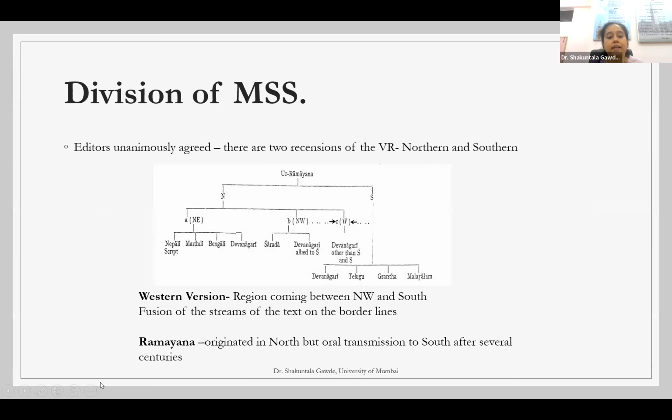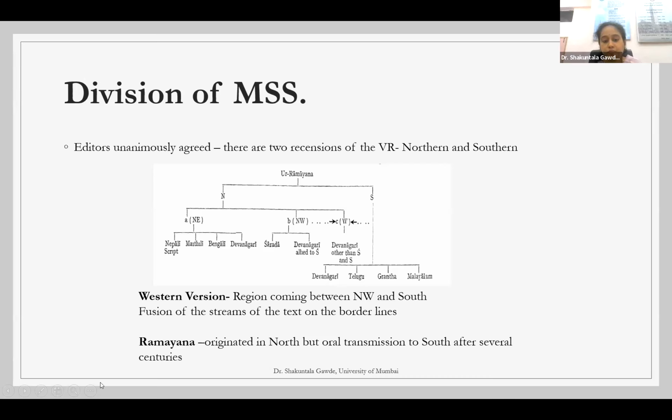So we can see that they were divided like this, northern and southern. After studying, what they realized is that generally the northern recension has a similar kind of part, and the southern recension has a different part. So accordingly, the scripts were also divided. That is, manuscripts having the Nepali script, Maithili script, Bengali, Devanagari, etc., or Sharada, then Telugu, Grantha, Malayalam.